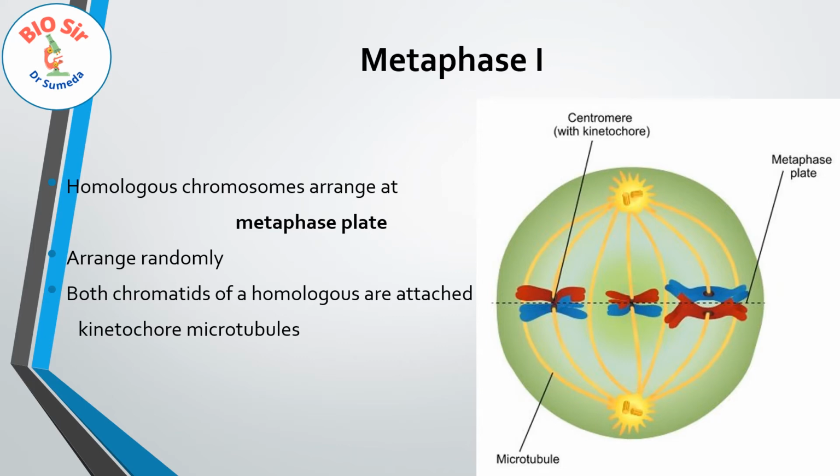In metaphase 1, the homologous chromosomes are arranged at the metaphase plate, and arranged randomly. Whether it is coming from the mother's side or father's side is immaterial. So the two chromosome pairs will arrange at the metaphase plate in a random way. In this phase, chromosomes are each attached by kinetochore microtubules to the opposite poles.